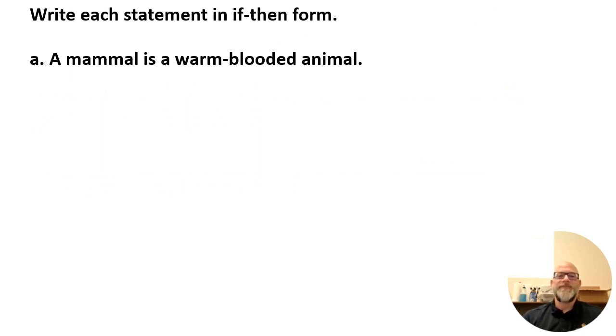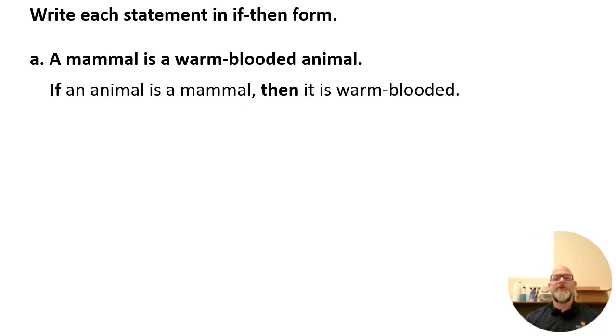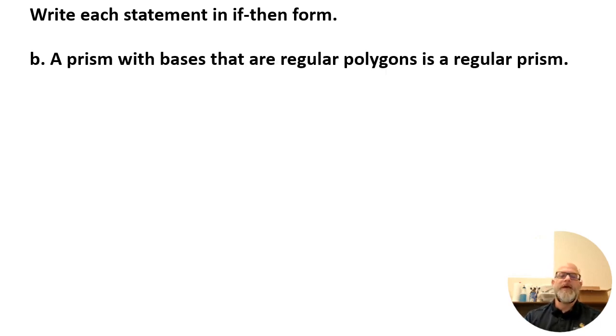All right, why don't you try? A mammal is a warm-blooded animal. Can you convert it to if-then? You have to add one word. If an animal is a mammal, then it is warm-blooded. Okay. How about a prism with bases that are regular polygons is a regular prism? Okay. Not something you've learned, but here we go.